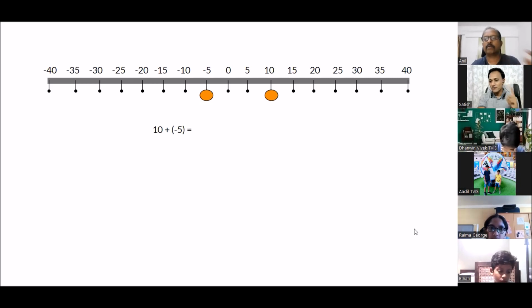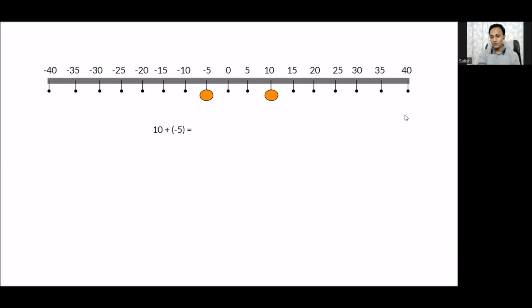What is the difference here from the previous problem? Sir, 5. That is right. Your answer is 5. But I'm asking, what is the difference with the previous problem? When you add 10 plus 5, and when you add 10 plus minus 5, what is the difference? We are adding a negative number. Yeah. So what will be the difference when you add a negative number? You are right. So there is a difference. That is what I want all of you to observe.